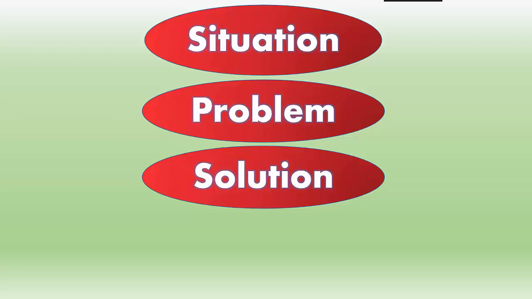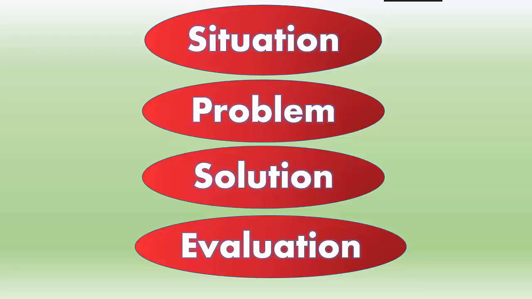Because with a problem we often have a situation in which the problem occurs. And so the writer will explain the situation before getting to the problem. They'll offer a solution, and then they will often give an evaluation of the solution, whether it worked or didn't work, or whether it should work or might not work.